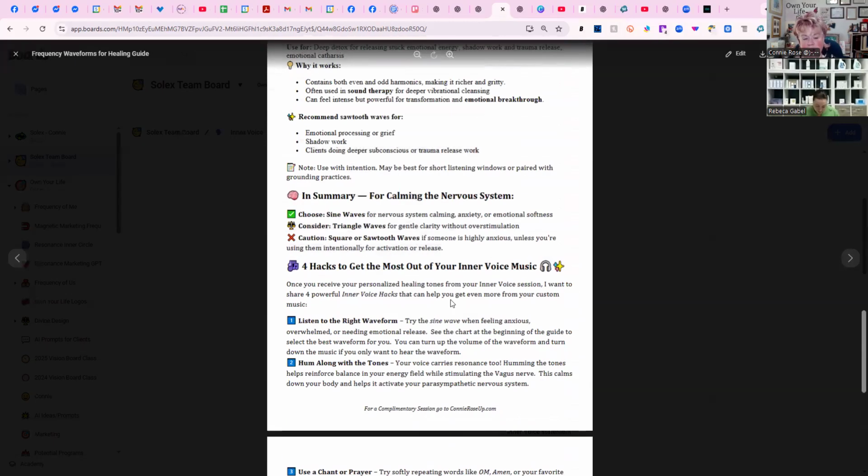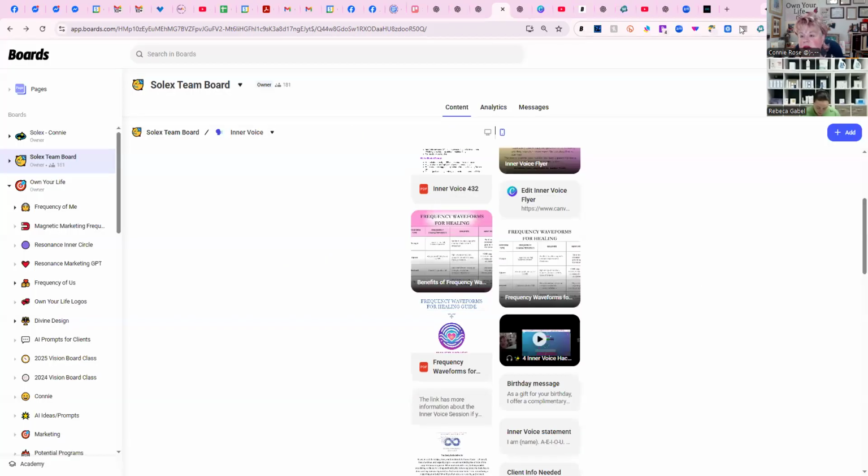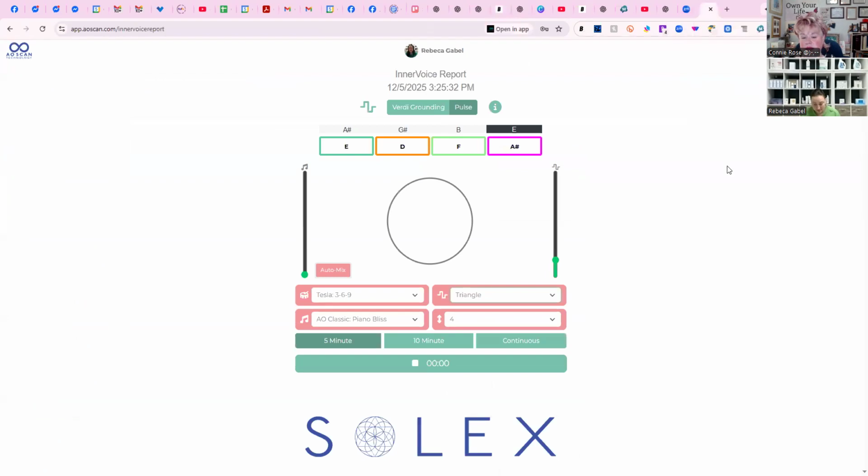Okay. So let's go back over to, here we go. So those are the reasons why you would want to choose a particular waveform, depending on what your goal is. Okay. Any questions on that?